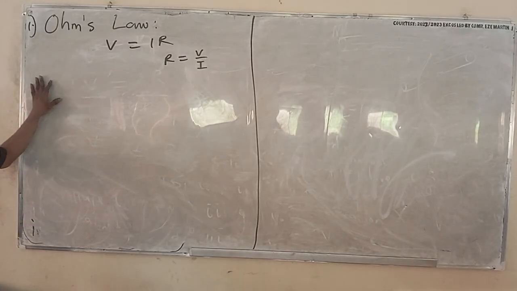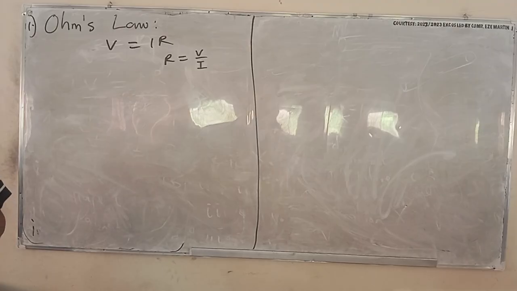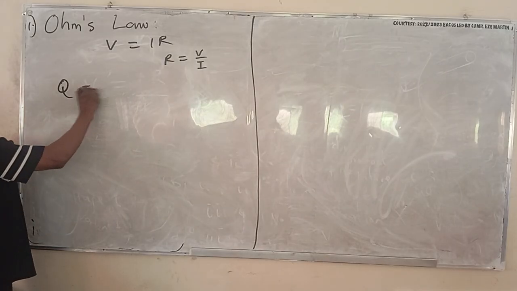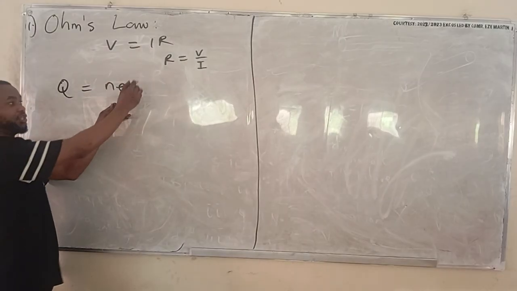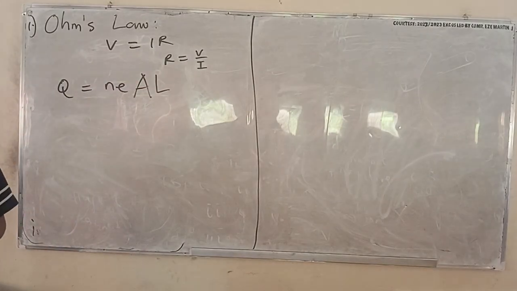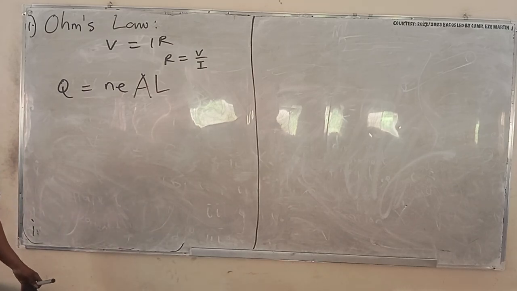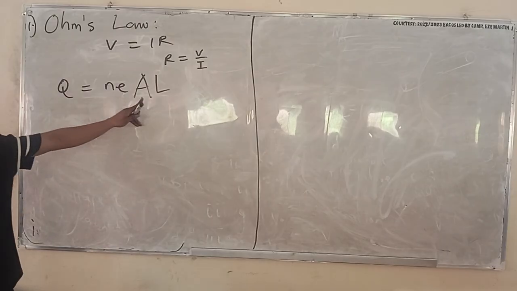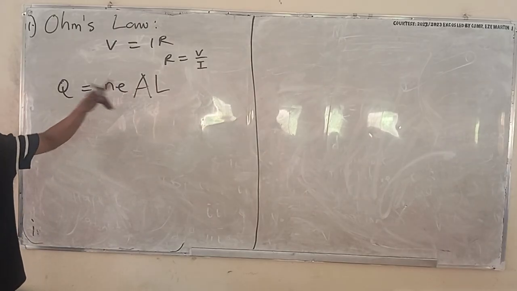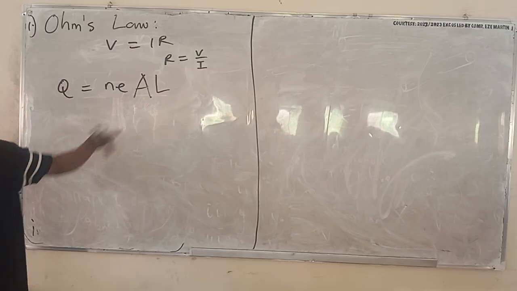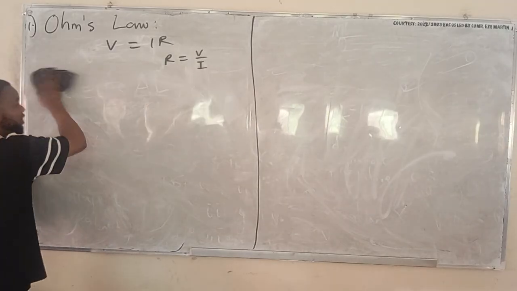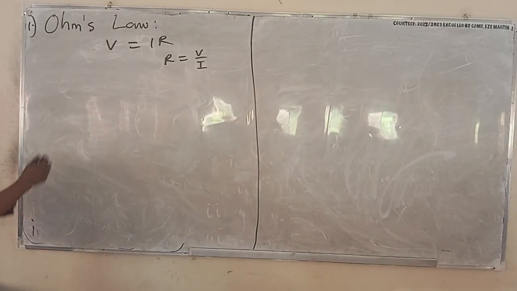So now, if you know that it's the opposition offered to the flow of current, you will need to know that this resistance, practically, since when I started, I said Q is equal to NE, and instead of NE, I now introduce A and L. Is it not true? Whenever there is a source, that is current, electricity, or whatever, this A and L are very important. So let me compare resistance to area and length, because that's the practical thing, the wire.